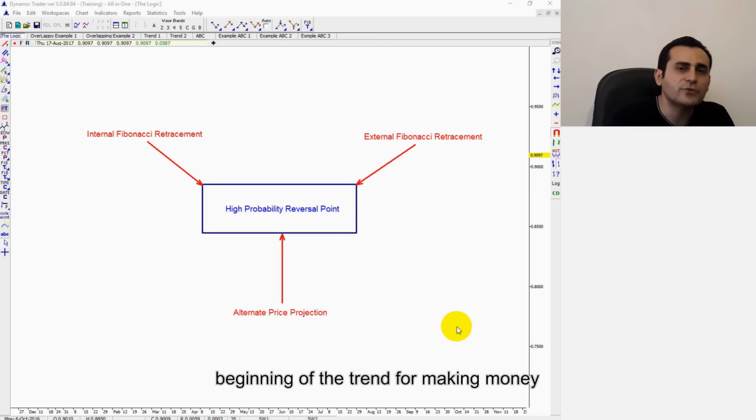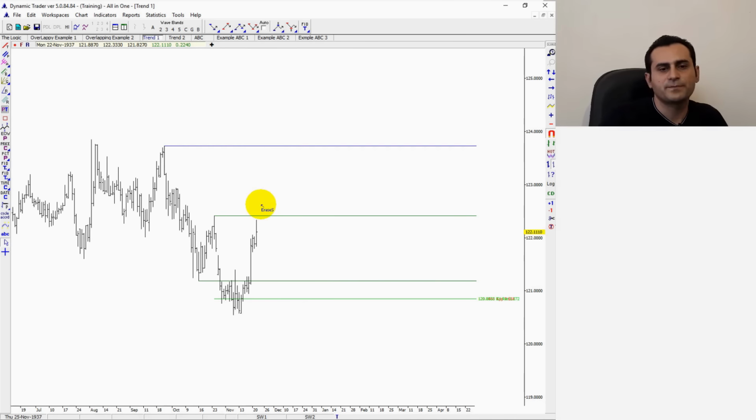Now add bars. You can see at our zone price has reversed.